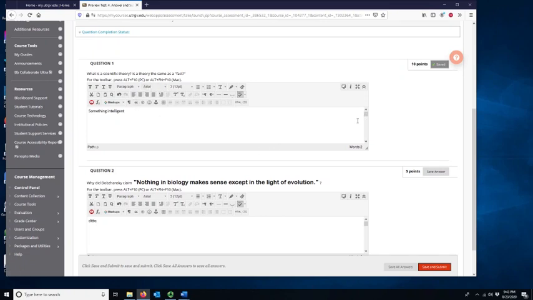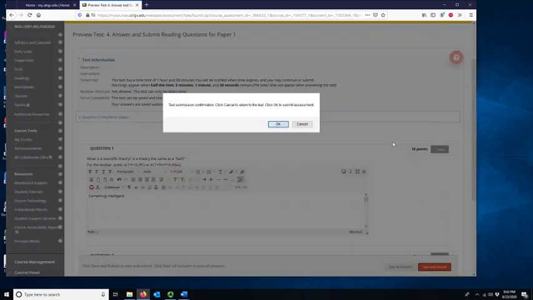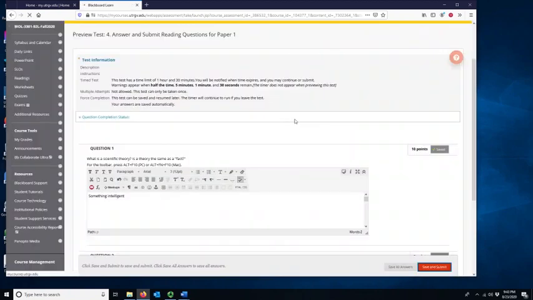It can be short, whatever you think is most helpful for you, as long as you've read the paper, and it's just to demonstrate that you're keeping up with the work. You then would save it, submit it for credit, and then you'd be good to go.